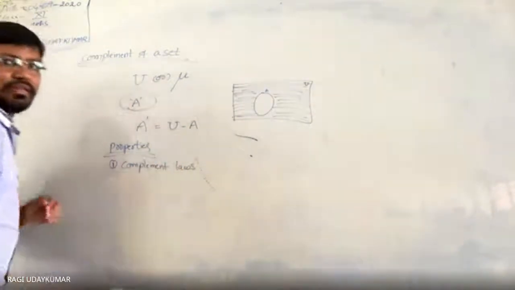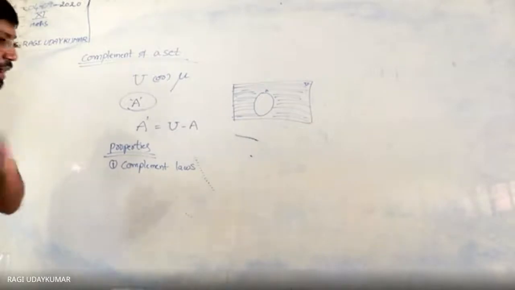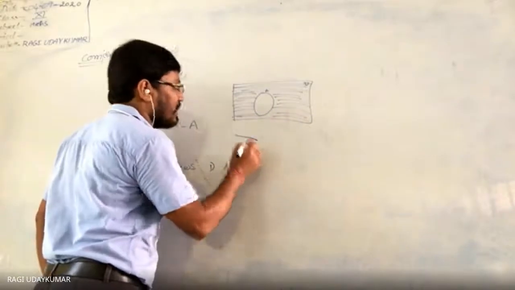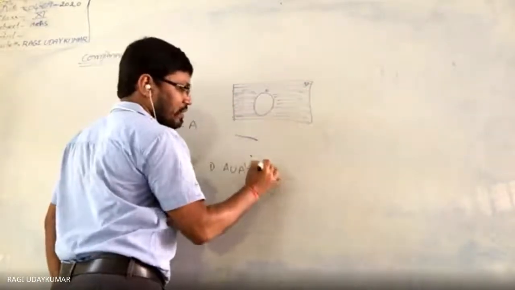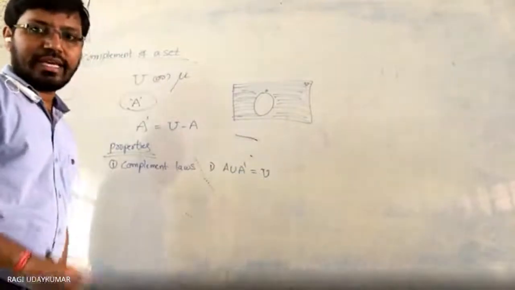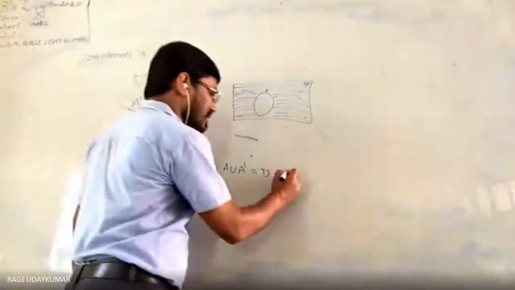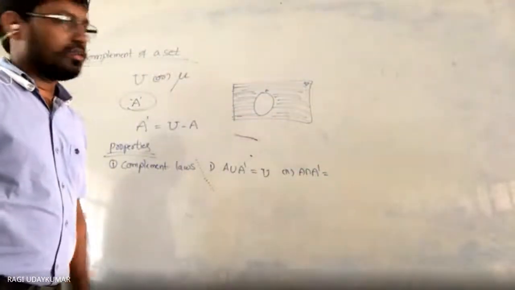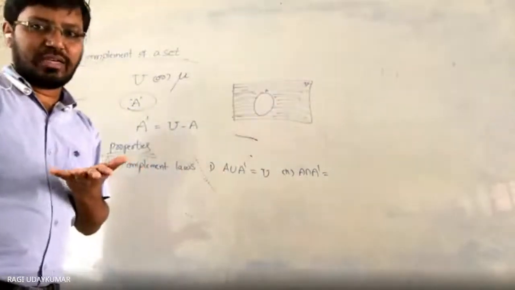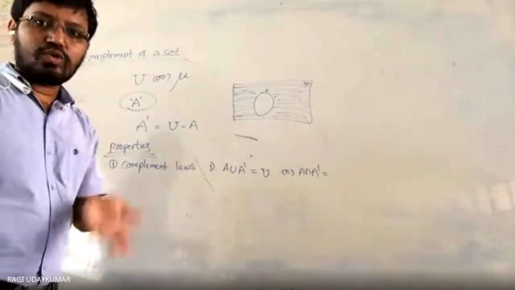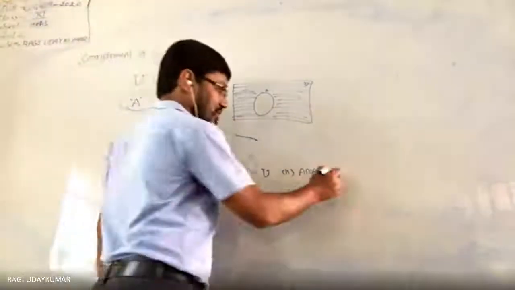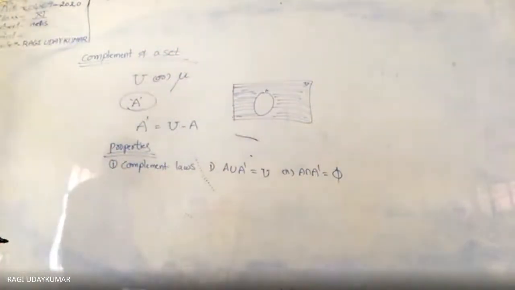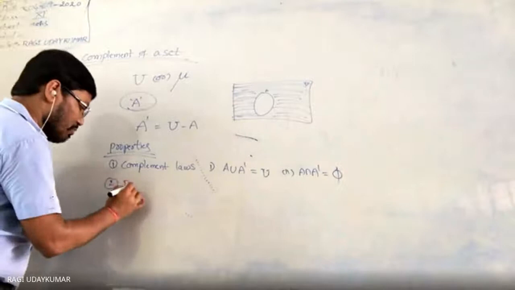In the complement law, A union A complement, what will it be, and A intersection A complement, what will it be? Two things. A union A complement, this and this completely will be equal to the universal set. And the second one is A intersection A complement. There is no intersection actually. The intersection of A and its complement is nothing, so this is an empty set. So these 2 laws are called complement laws.